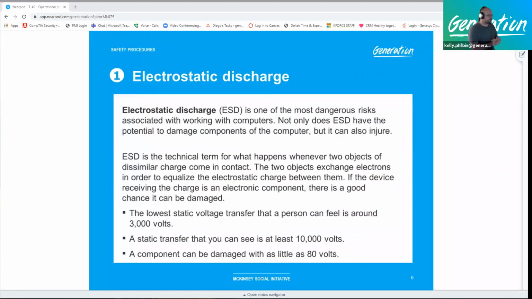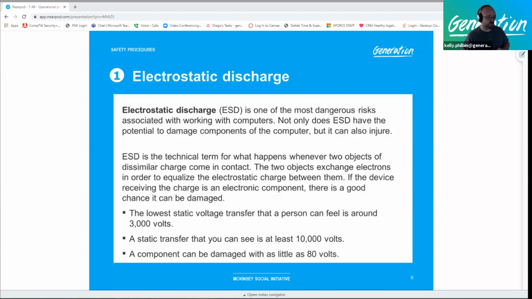So electrostatic discharge, or ESD, as we had talked about, I believe in T3 when we were first getting started. It takes up about 3,000 volts before someone can actually feel the shock happen. 10,000 volts if you actually see the spark, but a component only needs 80 volts to damage it to where it is unusable.